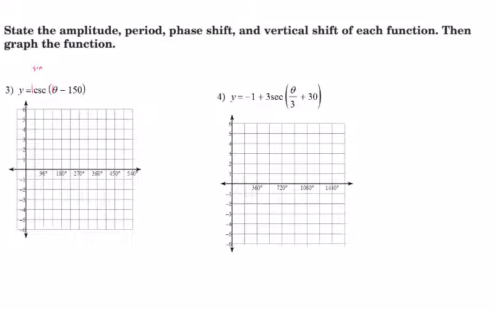So here's 90. Halfway between 90 and 180 is 135. So it's going to be a little more than that, right? Something like right there. And then the period's every 360. So 150 plus 360 is 510. It could be something like that. Okay. All right. So that's a full period.